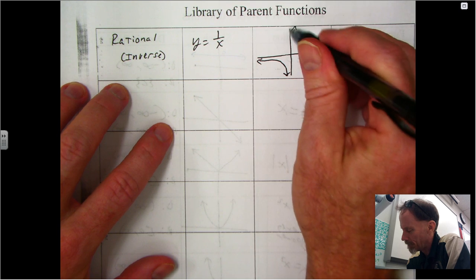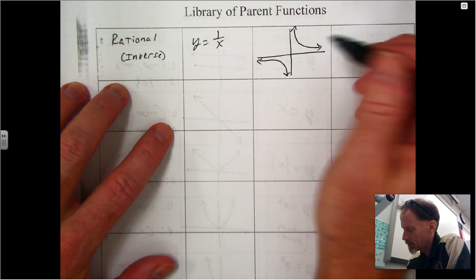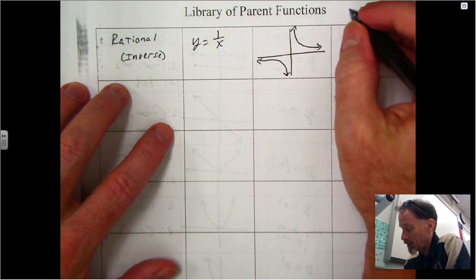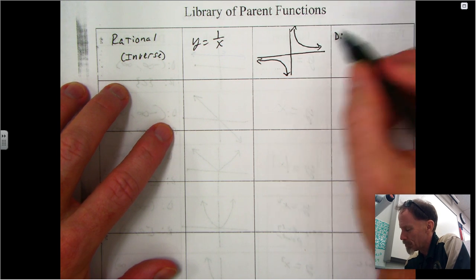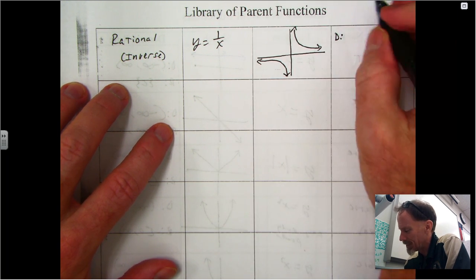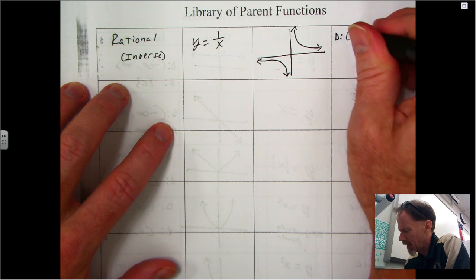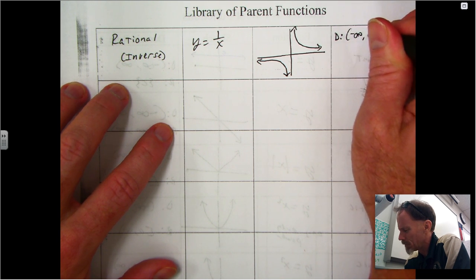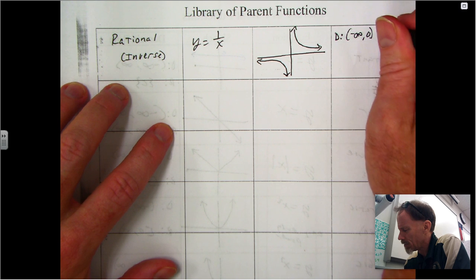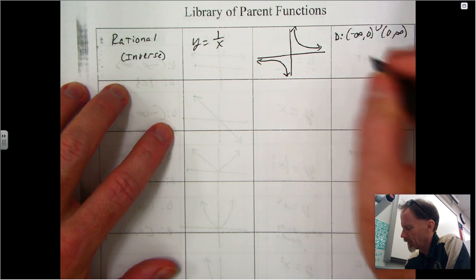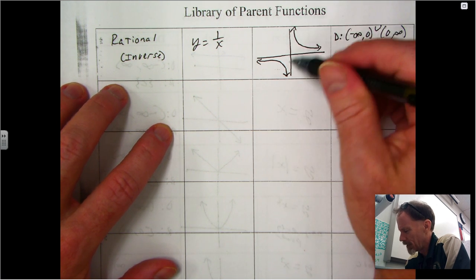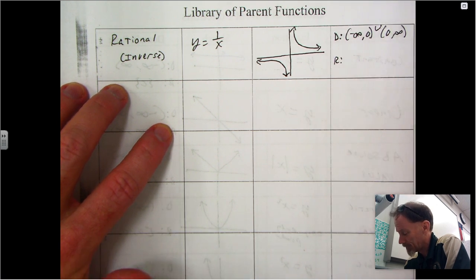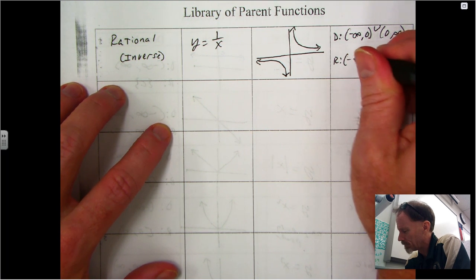Okay, and it does have a vertical asymptote and a horizontal asymptote. So the domain and range are actually going to be the same thing. The domain is all real numbers except 0. So a couple ways we can write that. I'm going to use interval notation, same way I've been doing. So negative infinity to 0, a little union sign, and 0 to infinity. And then the range is the exact same thing, because again, negative infinity to infinity, but it doesn't hit the x-axis, which would be at 0.